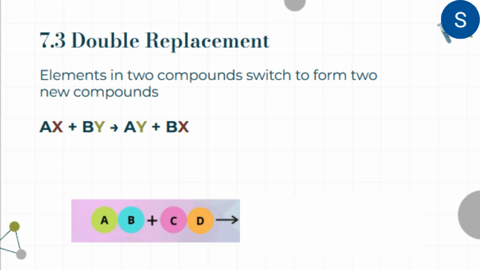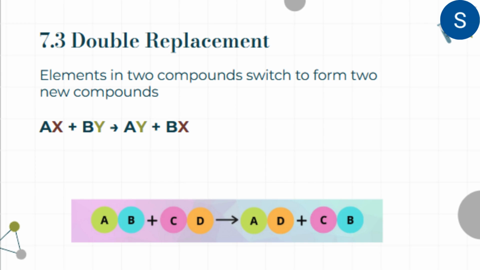The resulting products show that the elements switch around and bond with each other to form two new compounds, AY and BX. So as shown in the image in the bottom here, if AB is a compound combining with CD, another compound in a double replacement reaction, what do you think will be the result? That's right, the elements will switch around to form AD and CB.